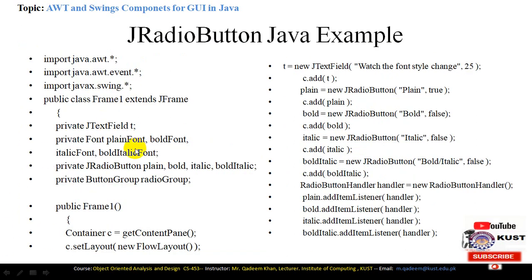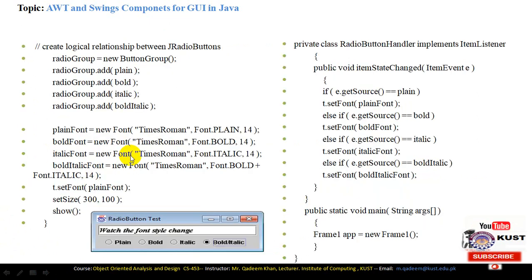For example, there are fonts: plain font, bold font, italic font, and bold italic. Here, plain font, new Font, Times Roman, comma, Font.PLAIN, comma, 14. That means the font should be Times Roman, it will be a plain font, and the size of the font will be 14. Similarly, Times New Roman, comma, Font.BOLD, comma, 14.